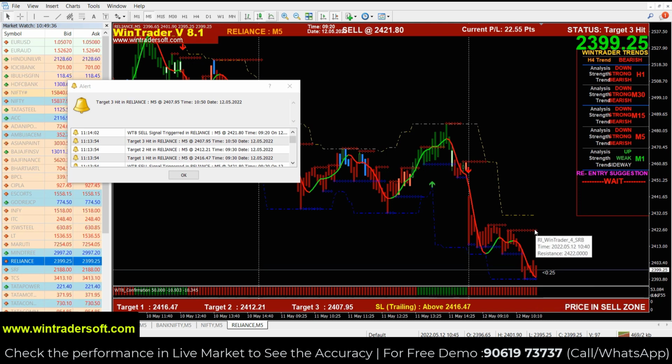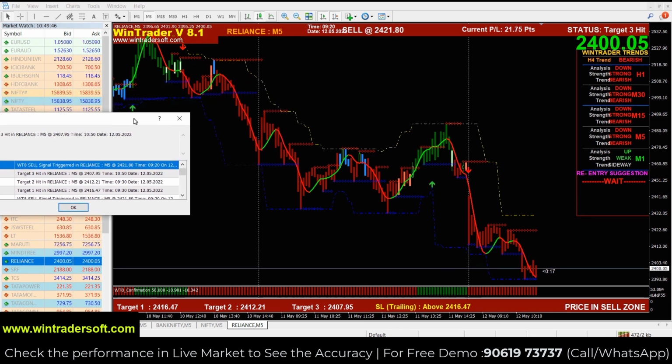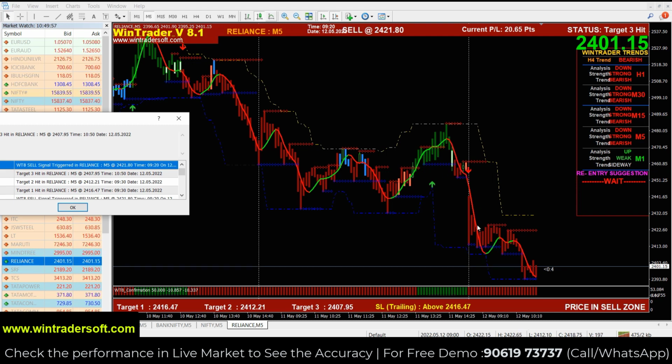If you check the resistance level, currently the resistance level is 2422. If it breaks this level, then the market will go up. And you can see in between these candles, there is a red and a green line going. That is the trend line. The green line indicates the uptrend of the market and the red line indicates the downtrend of the market.